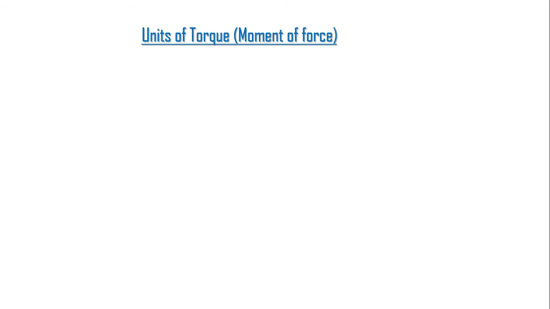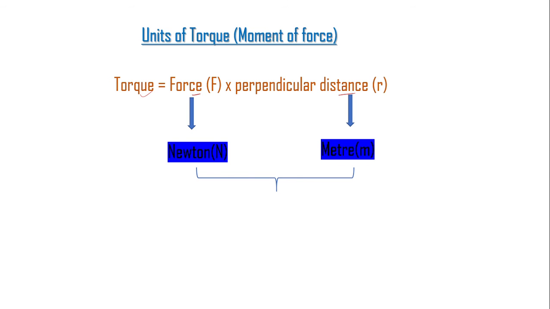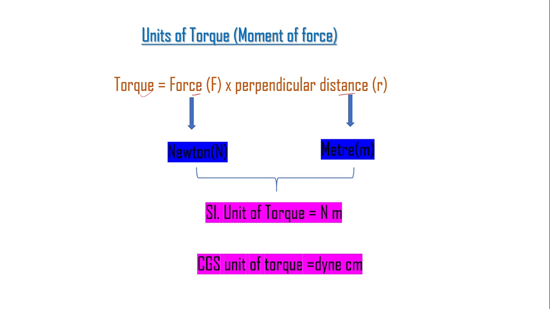Now what will be the unit for torque? Torque is nothing but force into perpendicular distance. Force is given in Newton. The unit of force is Newton, and that of perpendicular distance is meter. So together it will give us Newton meter, and the CGS unit for it is dyne centimeter. This is one of the units. We'll be studying about one more unit for torque in another video.